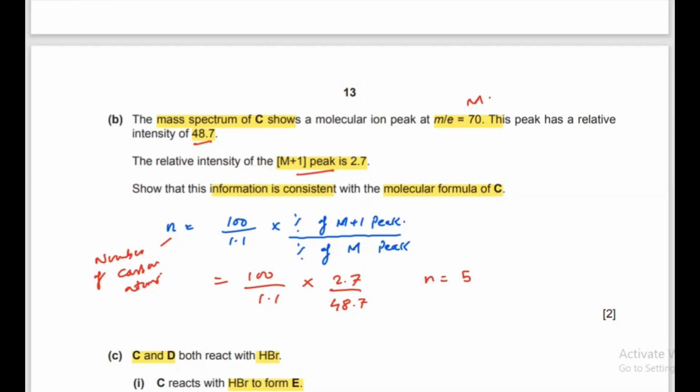Okay, now the Mr of this compound is 70. If the carbon number is 5, so we can say C5. It means that 12 times 5 is 60. If we want to justify the 10 more, it must be 10 hydrogens, because 1 times 10 is 10, and we will get 70. So C5H10 can be justified by using this formula.